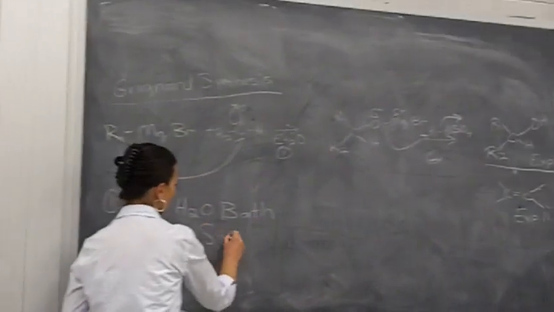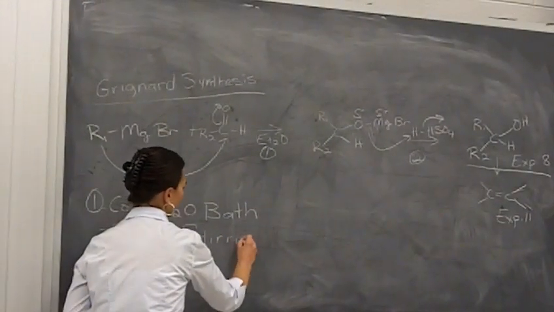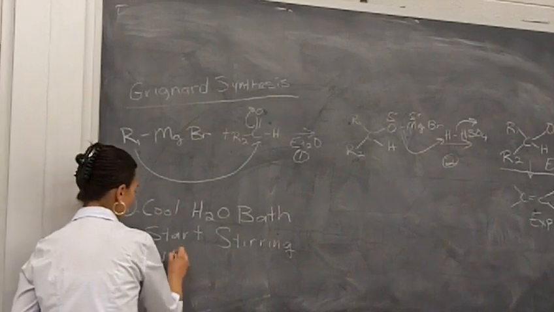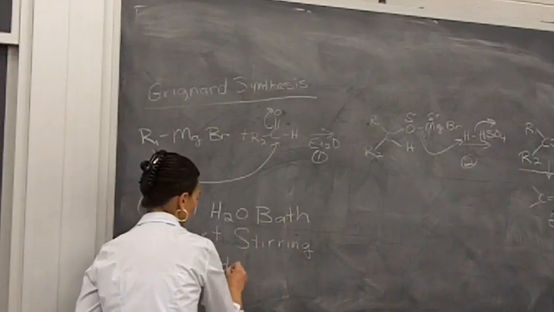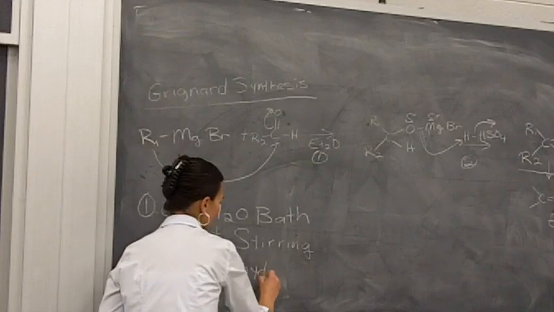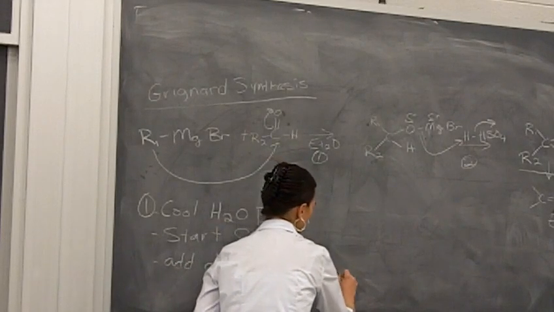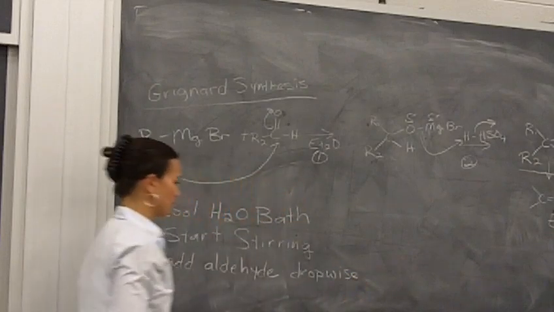When you have your aldehyde solution in there and you're in the cold water bath, then you can start stirring. So we have not stirred anything yet. We are now going to start stirring. And we're going to add the aldehyde dropwise. So we added the alkyl bromide dropwise, we're now adding the aldehyde dropwise, okay?